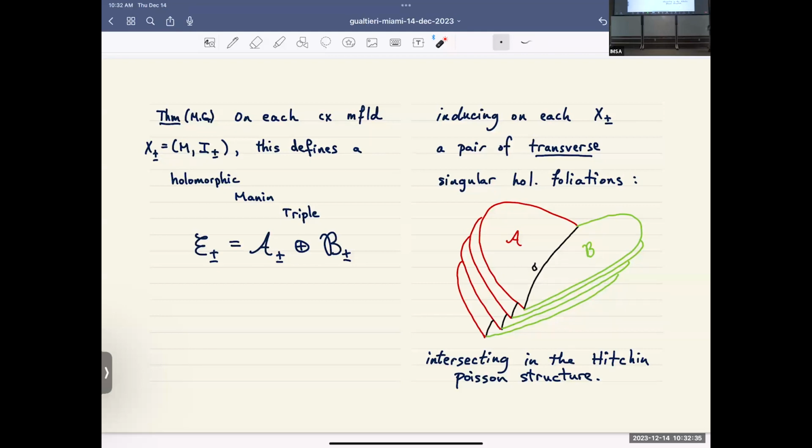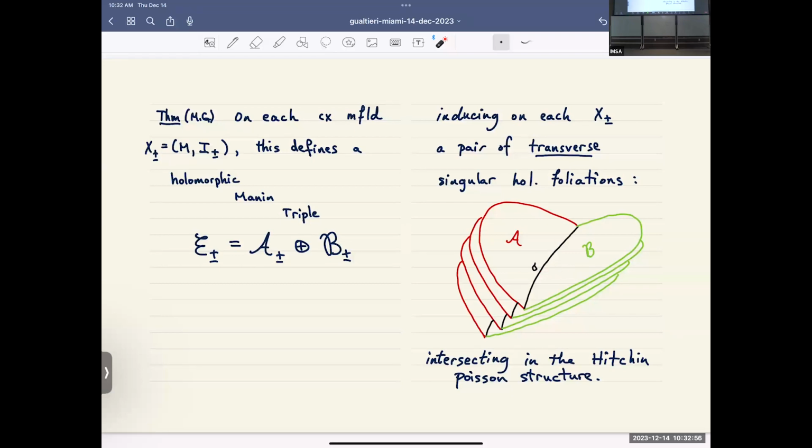So in other words, this Hitchin holomorphic Poisson structure, which is present on any GK manifold, is actually the intersection of two more primitive objects, which are these two Dirac structures making up the holomorphic Manin triple. This happens a lot, actually.